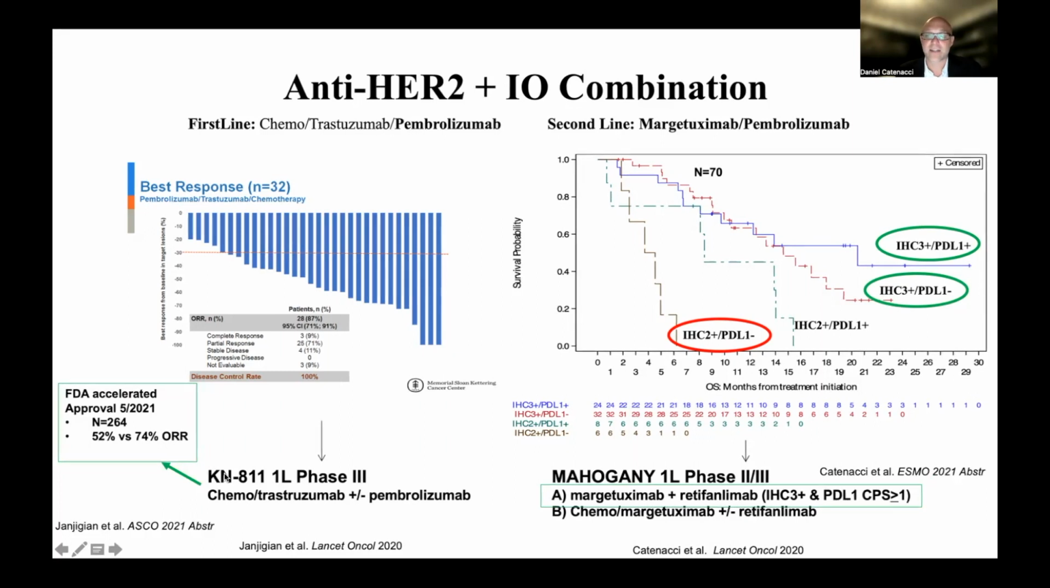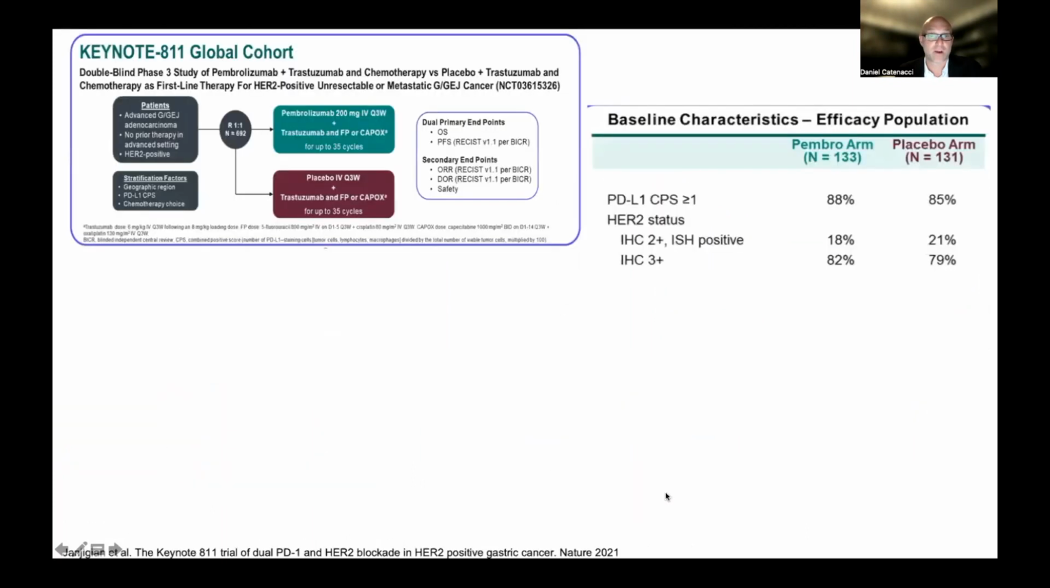Before we get to that on the next slide, we also will show you the data that came out relatively simultaneously of just that Cohort A, which I think is important to understand and be aware of. So first, the Keynote 811 study.